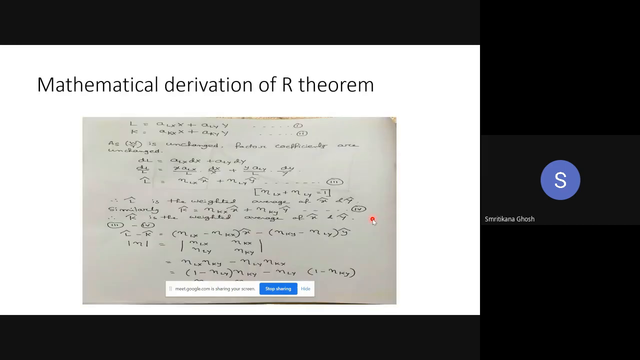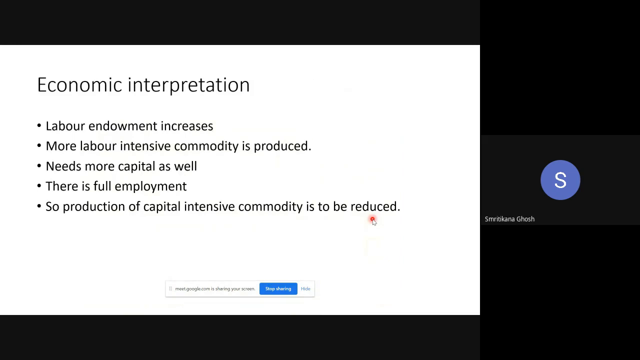Now look at the mathematics. Okay, before that, up to this point, any problem?